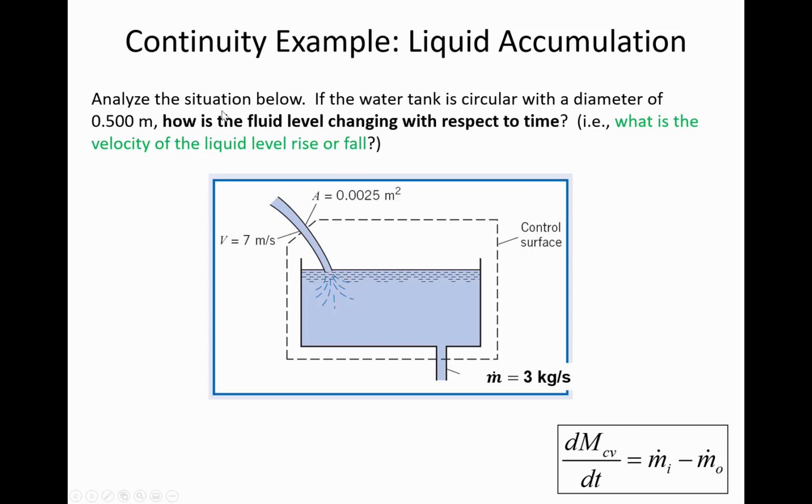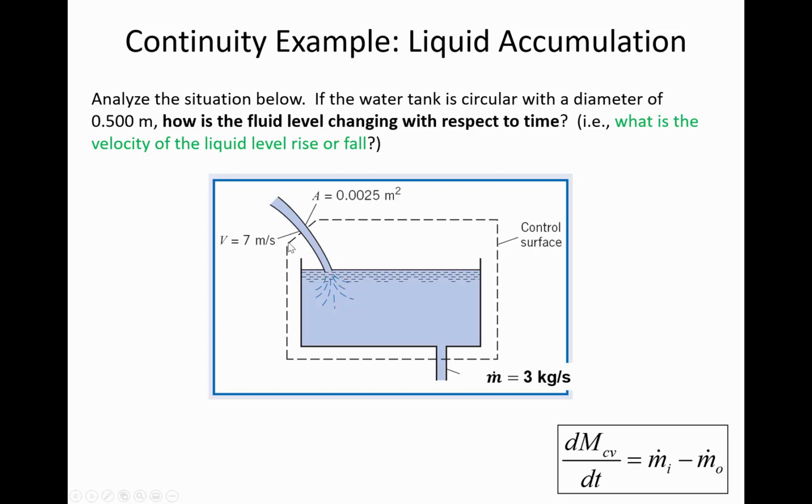You can see here that the tank diameter is described as 0.5 meters, and that's talking about the diameter from the top view. If we were looking down from above, the diameter of this circular tank would be 0.5 meters. We're going to use that to find how quickly the water level is rising or falling, because there will be a difference between the flow in and the flow out. This is water, and the density of water, of course, is 1,000 kilograms per cubic meter.